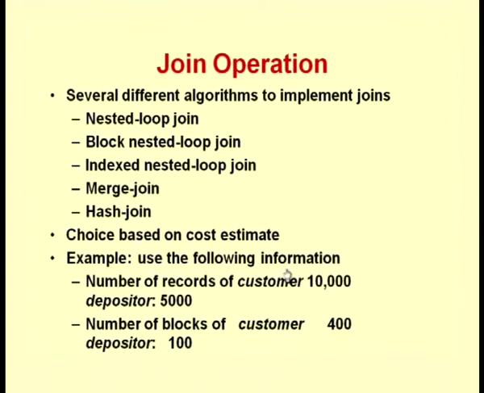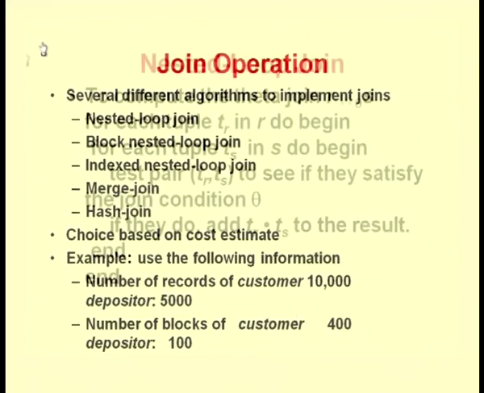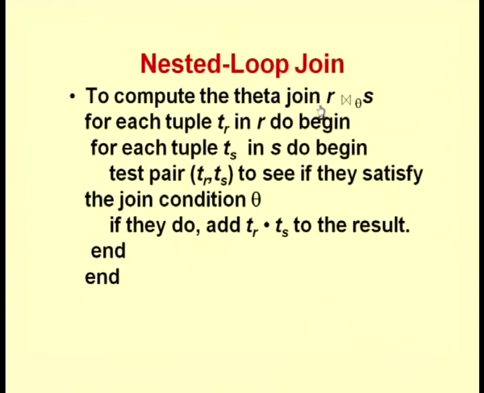Example, use the following information: number of records of customer 10,000, depositor 5,000; number of blocks of customer 400, depositor 100. To compute the theta join R ⋈θ S: for each tuple tr in R, and for each tuple ts in S, test the pair (tr, ts) to see if they satisfy the join condition theta. If they do, add tr·ts to the result. So, this is how the nested loop join is done.